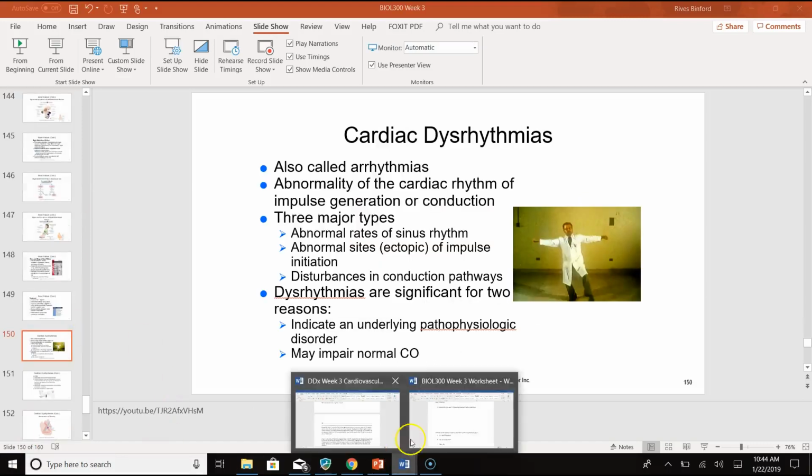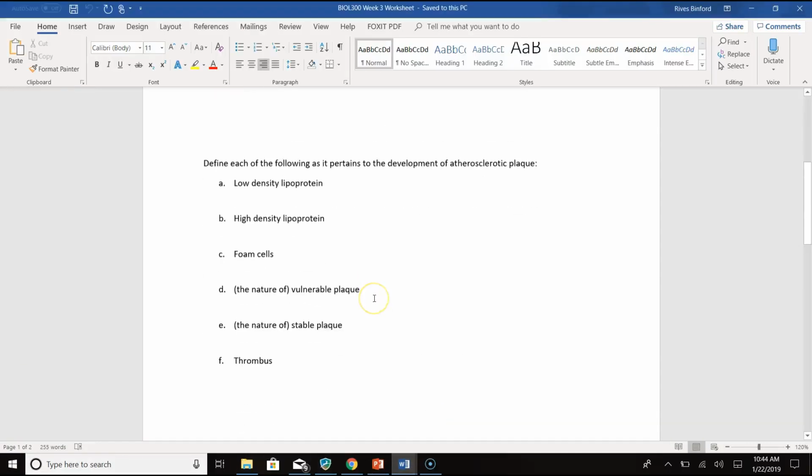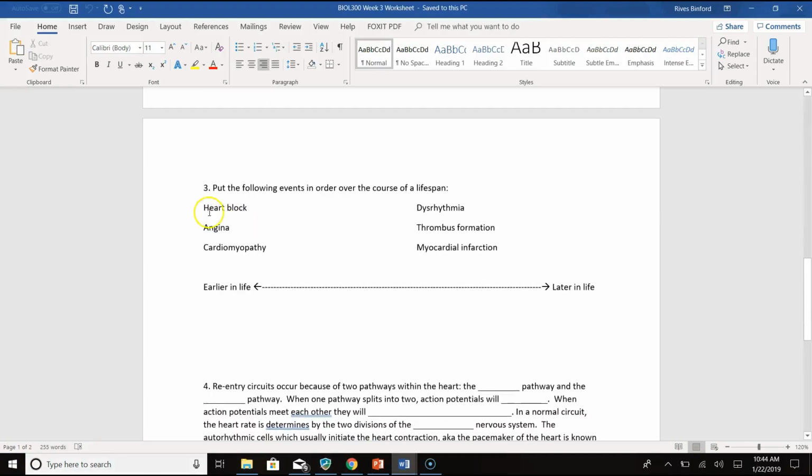Because on your worksheet today, I'm going to have you put some stuff in order. Let's say somebody has all of these things over their lifespan. Over their entire lifespan, they've developed all of these problems. There's going to be a certain order these are going to happen, and a dysrhythmia can only happen, for example, after a heart block.